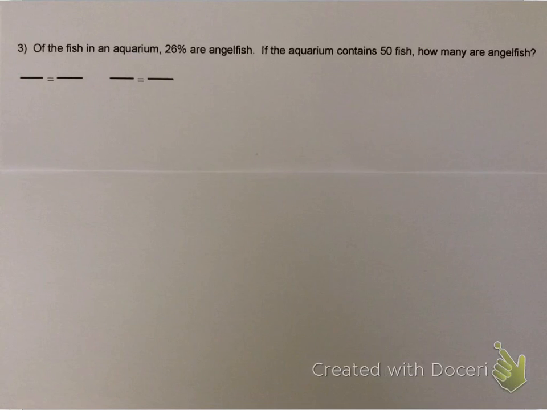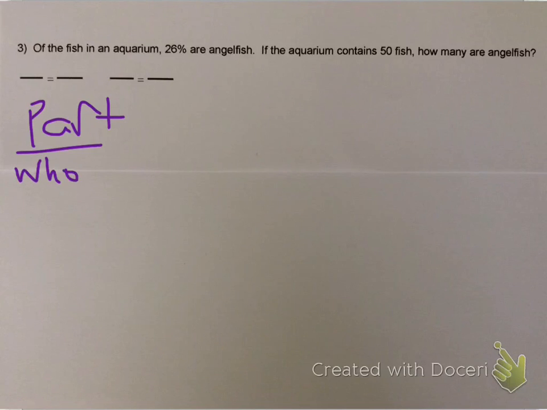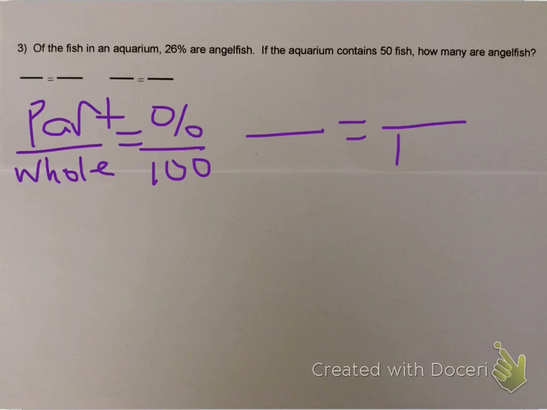Okay, last question. We have, of the fish in an aquarium, 26% are angelfish. If the aquarium contains 50 fish, how many are angelfish? So we're going to use the proportion part over whole equals percent over 100. And we're going to plug in 100. Okay, so the question is asking, there's 26% are angelfish. Of the 50 fish, how many are angelfish? So my percent here is 26%. Put that over 100. Get rid of that percent sign because you put it over 100.